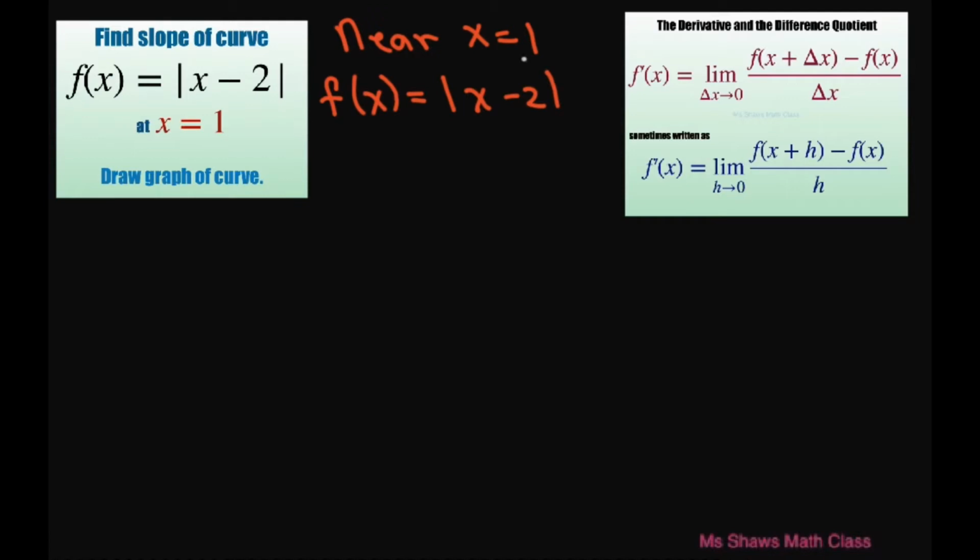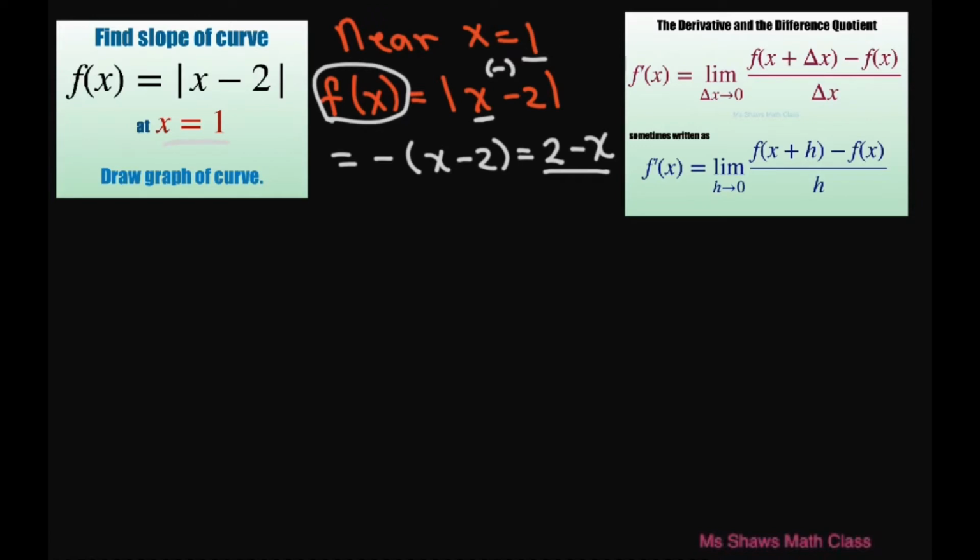Now, if you substitute in 1 into this, you're going to get a negative number here. So we're going to write this equals negative (x minus 2) and simplify this as, when you distribute the negative, 2 minus x. So we're going to let our f of x, because we're at x equals 1, equal 2 minus x. Now, let's go ahead and use our limit process to get the slope.